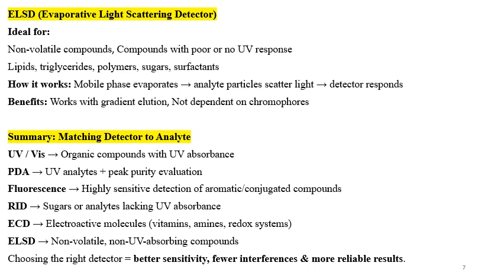Whenever you are going to select the detector, you should understand the chemistry of the analyte and then the method requirement. UV visible: organic compounds with UV absorbance. PDA: UV analytes plus peak purity evaluation. Fluorescence: highly sensitive detection of aromatic and conjugated compounds. RID: for sugars and compounds which lack UV absorbance. ECD: electroactive molecules. ELSD: non-volatile, non-UV absorbing compounds.